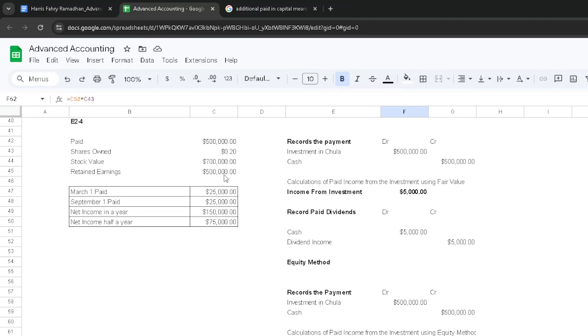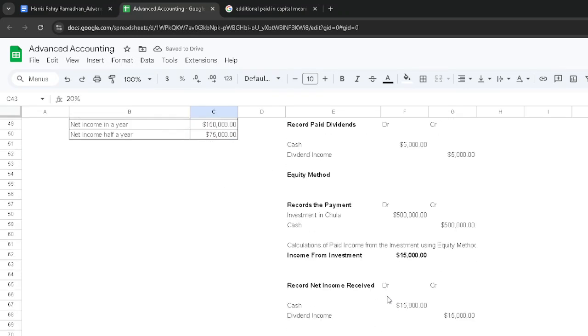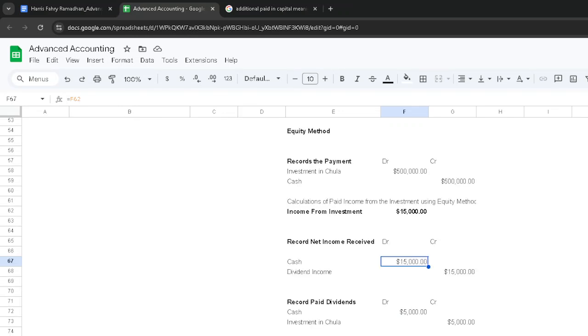So we want to multiply this by 20%. Wait, let me just change this. Right, so by 20%. Okay. And so to record this, you want to record cash and dividend income. The same goes for fair value. To record it's the same thing. And then in my case, I also record the paid dividends.